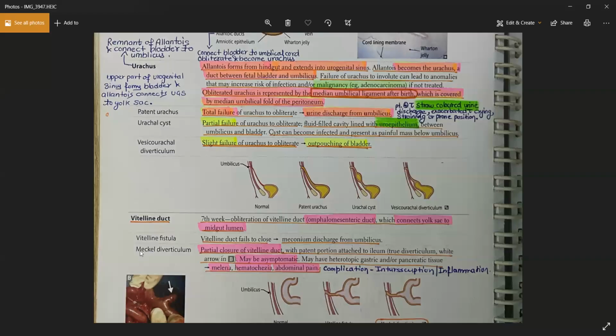Third you have is the Meckel's diverticulum. We have discussed that already. Due to a partial closure of this vitelline duct, you will have a diverticulum or an outpouching from the midgut, right? And remember the rule of 2. Are you sure? Rule of 2 or rule of 7? 2.